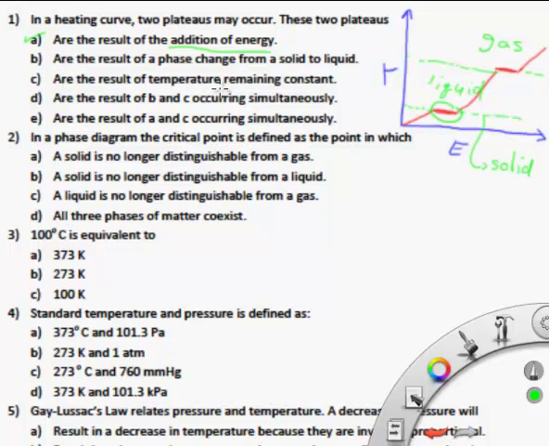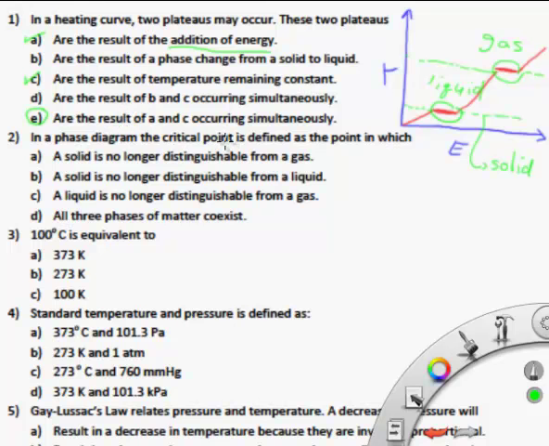Are the result of a temperature remaining constant? Is the temperature increasing in the first plateau? No, that's why it is a plateau. What about the second? Here, is the temperature changing? The answer is no again. That's why it's the second plateau. So it should be A and C are correct. E would be your answer.